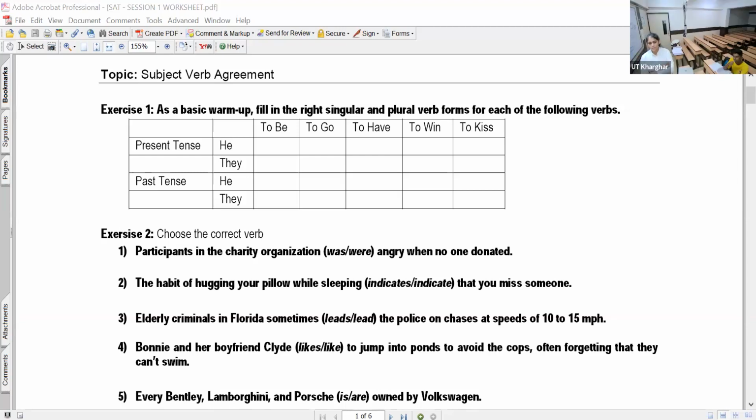Actually, that's my error. You need to remove to be. I was supposed to fill in the information and I didn't do it. You just start with to go, to have, to win, and to kiss. Over here it's written present tense, that is he and they, and past tense, he and they. So what you need to be careful about is whether you're using a singular or a plural. So Saina, let's hear from you.